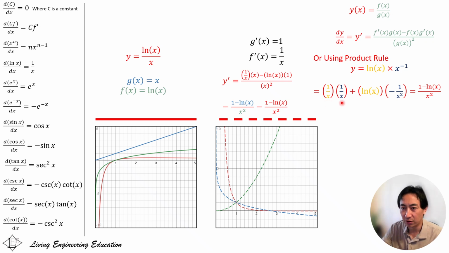So derivative of natural log x is 1 over x times 1 over x plus natural log x times the derivative of 1 over x, which is negative 1 over x squared, right? You see how that's the product rule. All right, and then we add these together. This was 1 over x squared plus or minus natural log x over x squared. So 1 minus natural log x over x squared. It's the same thing.